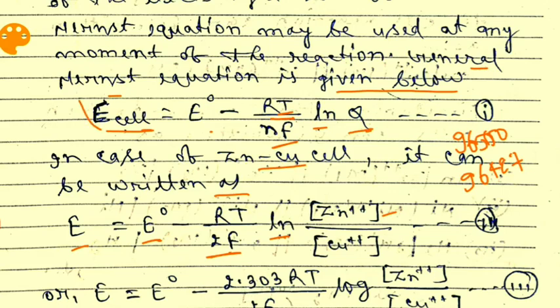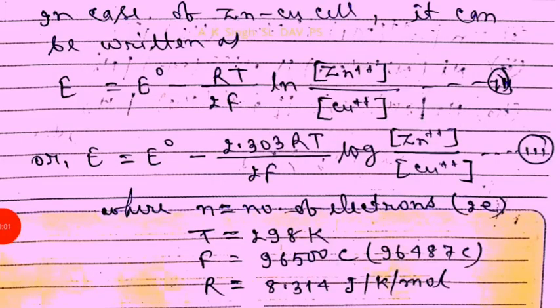Because the value of log on base 10 is 2.303 times less than the value of log on base e. So to make the values of log on base 10 and log on base e equal, we have to multiply the equation by 2.303, and the value is written here that you have seen, no problem in it.